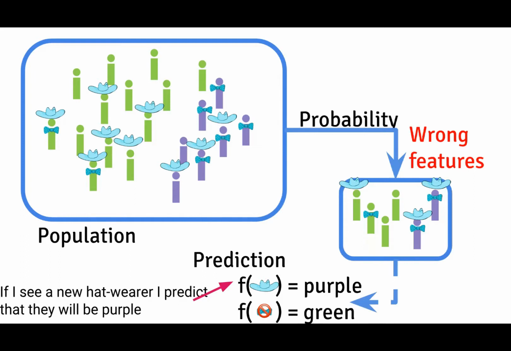So if we pick the feature of a hat, we say we'll predict that you're purple if you have a hat, and we'll predict that you're green if you don't have a hat. Because of this choice of the wrong feature, we would see that in a new sample, there would be a bad prediction accuracy of using this function. And it's because you're about equally likely to have a hat on if you're a purple or green meeple. And so this is a case where we picked the wrong feature to predict with.